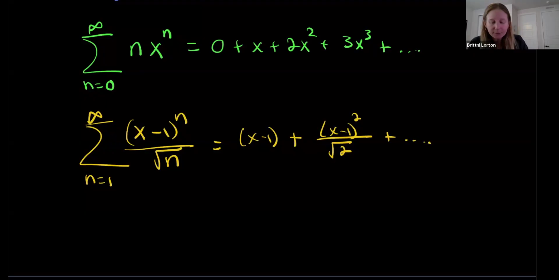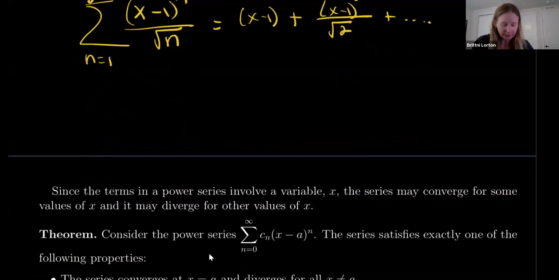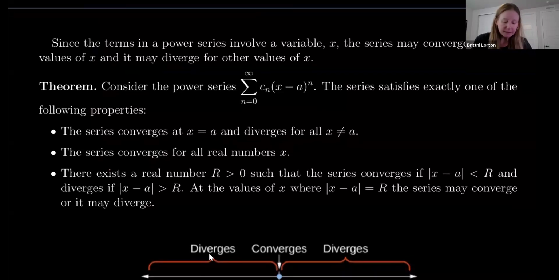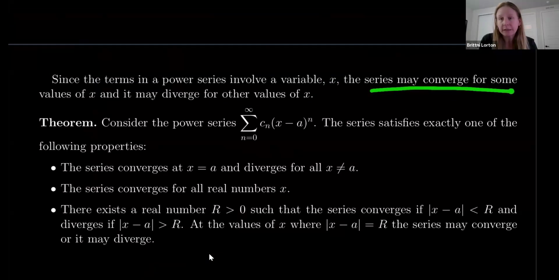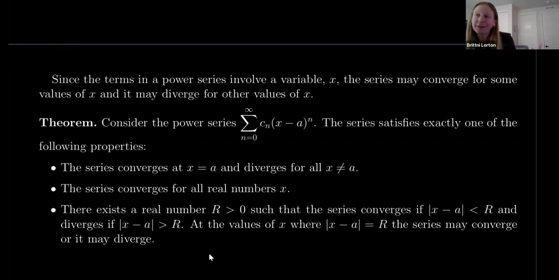So these are some examples of power series. In general, what you want to think of in your head is a power series is an infinite polynomial. That's really truly what it is. Since the terms in a power series involve a variable x, sometimes the series is going to converge and sometimes it's going to diverge. Think of it like a domain of a function. Sometimes I can plug in the number, sometimes I can't. Here similarly, but now for converges and diverges.